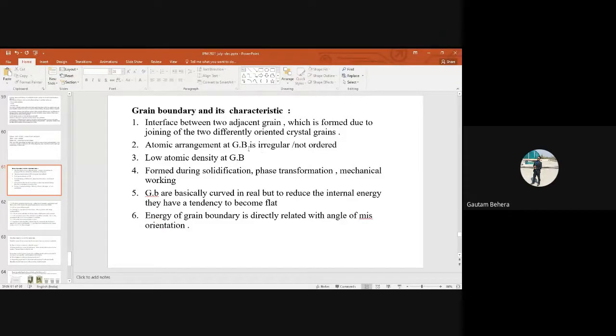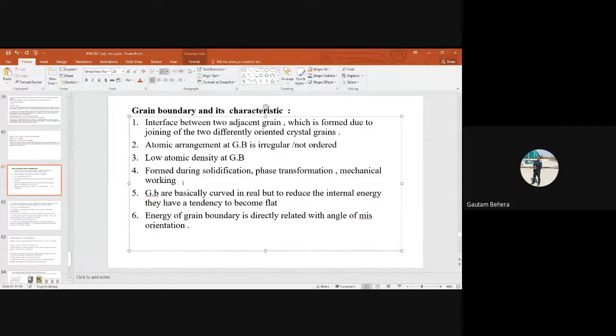So grain boundary is a defect. That's why you always have to remember grain boundary is a defect. Why? The atomic arrangement is not ordered in that case. And low atomic density at the grain boundary, you can understand, because the atomic arrangement is not ordered, so it has a lower density, right?